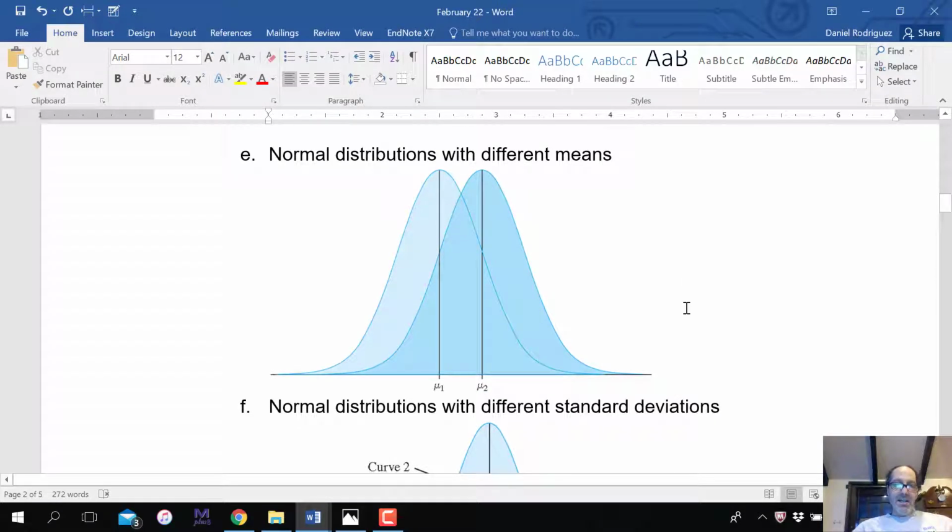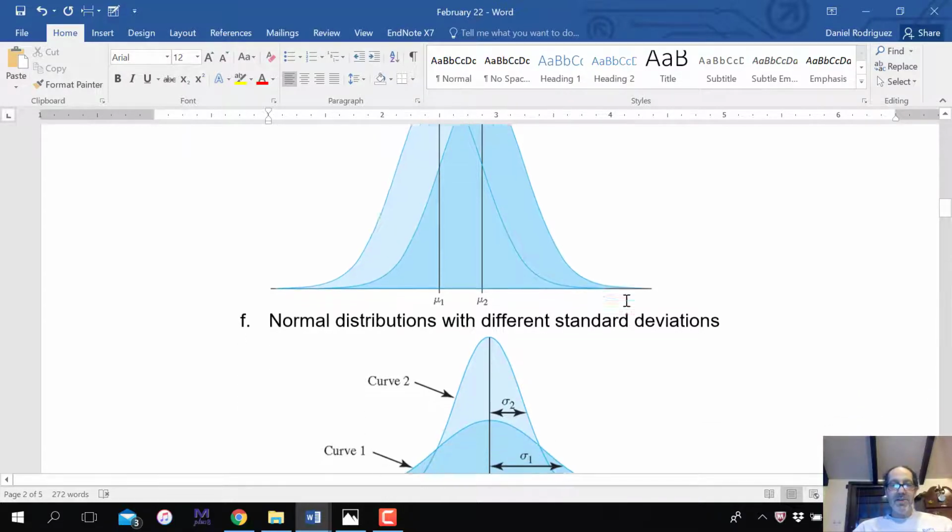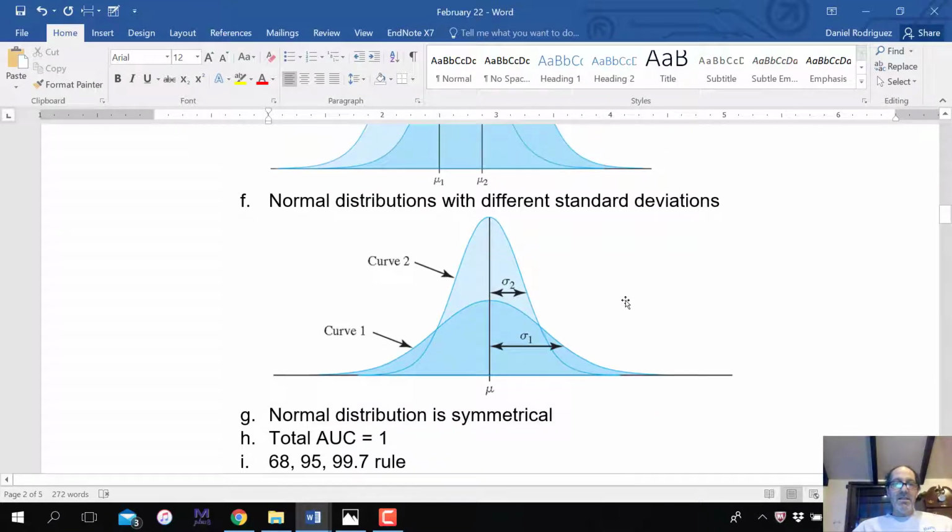If we look at a couple of figures here, this figure indicates that we have different means. So here's mean 1 and mean 2, but we have the same standard deviation. So the probability density functions look pretty much the same, except they're shifted either to the right or the left, depending on your perspective. In this case, we have two normal distributions, right? But they have different standard deviations. So the spread is different.